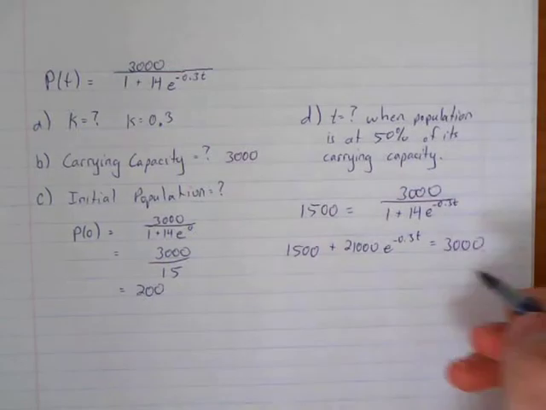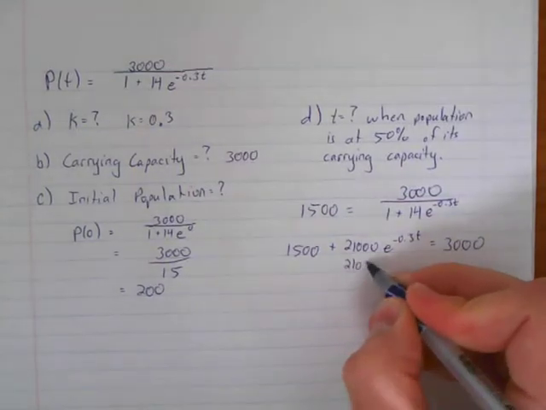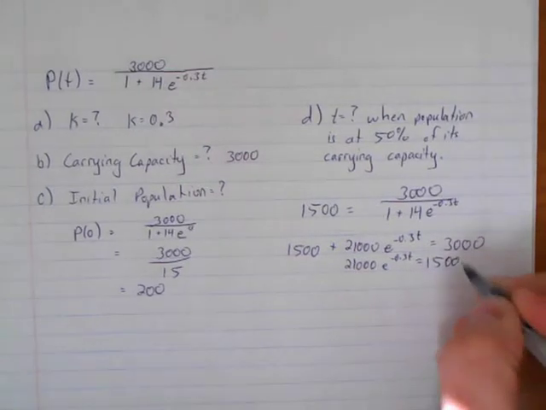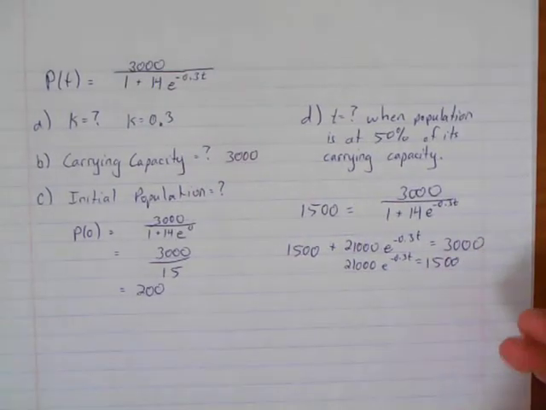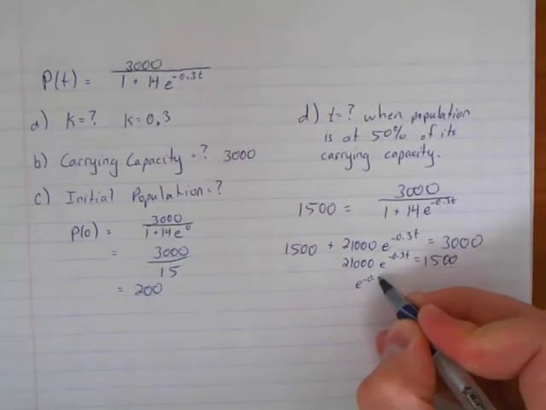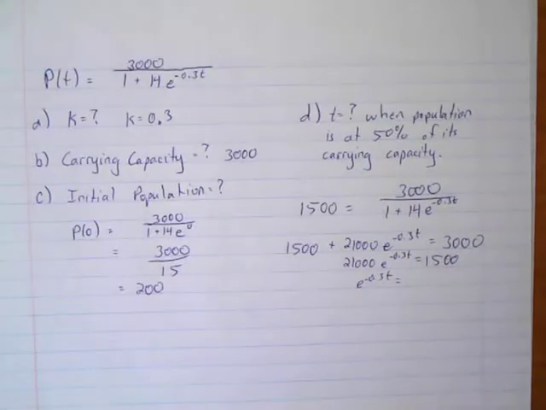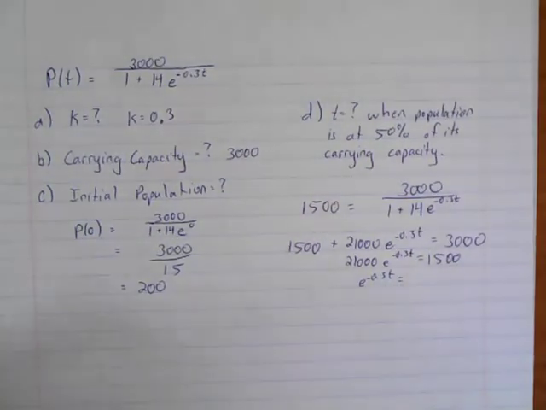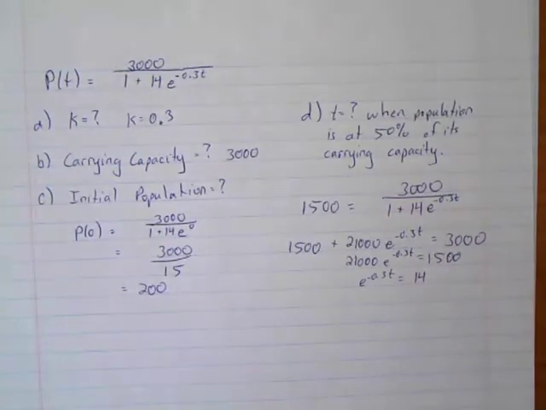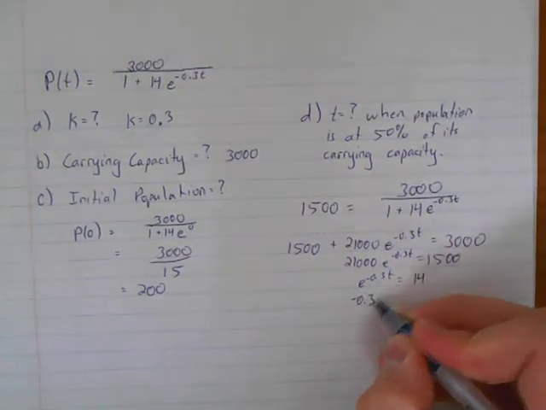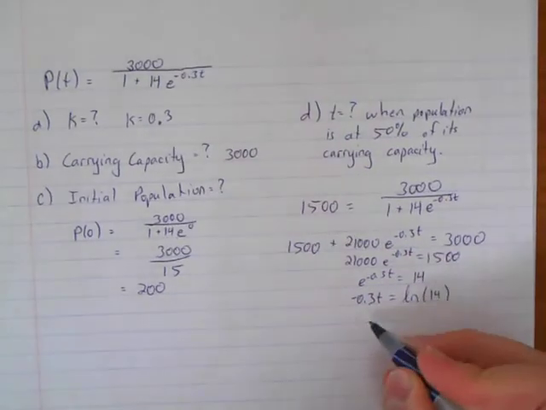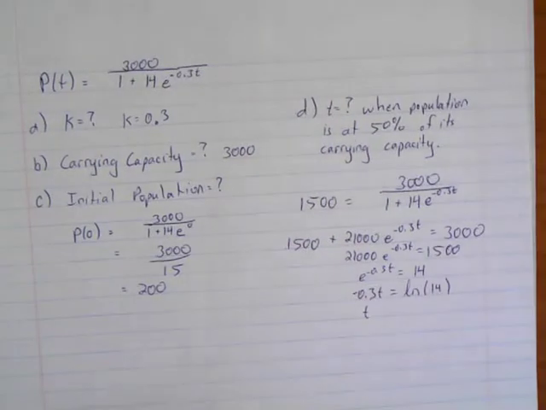I'm going to subtract 15,000, 21,000 e to the negative 0.3t equals 1,500. Oh, yeah, 1,500, sorry. I misspoke there. I'm going to divide by 21,000. E to the negative 0.3t is equal to, outside 2 zeros, and we get 14. Take the natural log of both sides. And divide by negative 0.3.